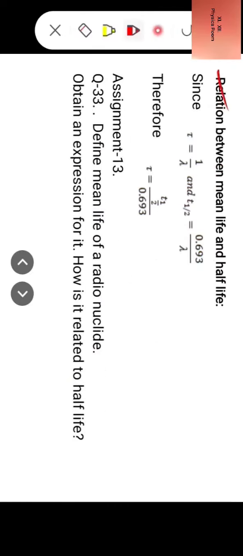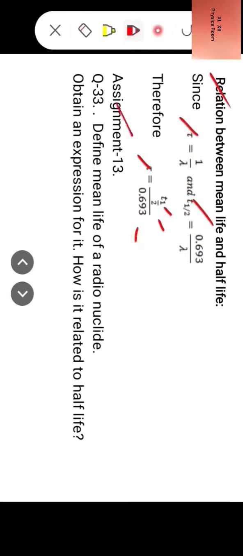Now, relation between mean life and half-life. Since we know mean life is given by the expression tau = 1/λ and half-life is given by the expression 0.693/λ, therefore we have tau, mean life, is equal to half-life divided by 0.693. From these two relations, we can easily find that mean life tau is equal to half-life divided by 0.693.